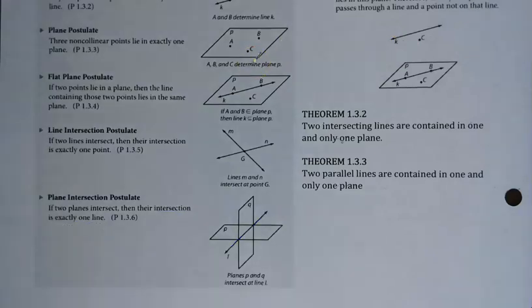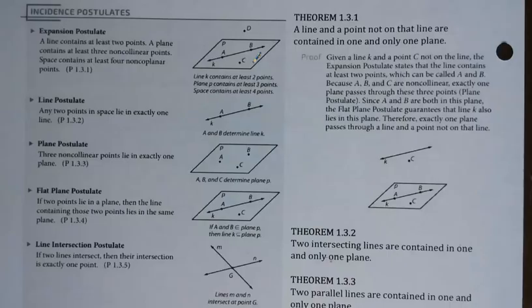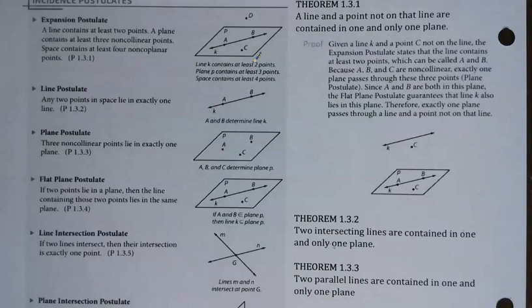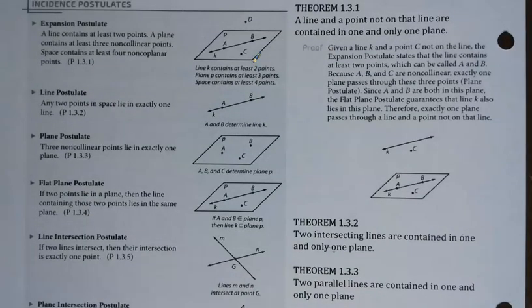Okay, so from these postulates, we can get some theorems. We have 3 theorems this section. So theorem 1.3.1. These theorems are named in order. The first 2 numbers are the section they show up in the book. So these are both coming from section 1.3. And the last number is the order in which they appear. So this is the first theorem in section 1.3, the next one is the second theorem in 1.3, and then we have the third theorem in section 1.3.